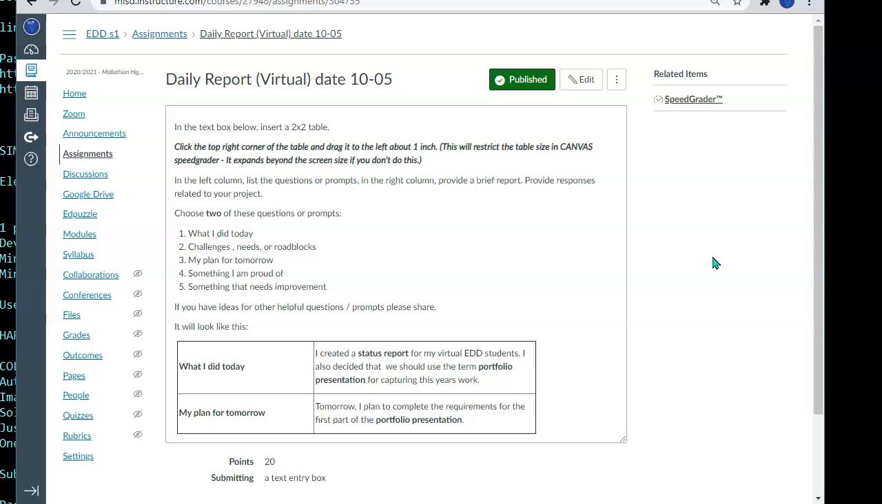Something that I would ask that you do is grab the top corner of this little table when you make it and drag it about an inch from the side. What's happening is it's wrapping outside of the SpeedGrader window because it's trying to fill up the whole window, and it's really awkward to read. So if you will squeeze it in a little bit, then that makes it easier for me to grade. So you'll do one of those every day. So that's what we're up to this week.